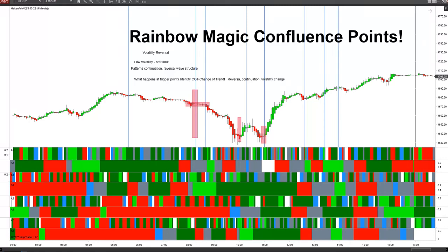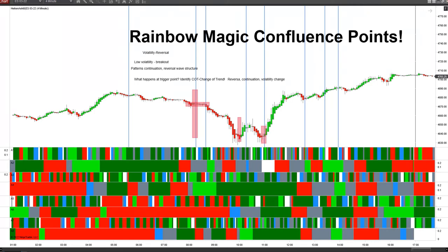I'm going to take this in the context of, let's just say that we're only looking at the rainbow ribbons, that we're not using any of the other tools. So you can trade purely off of these, but to do that, I wouldn't just take every signal blindly. I want to look at what's happening with market structure, market pattern, what's the volatility level, and how I look at those things as the price action progresses as we come into each trigger point.